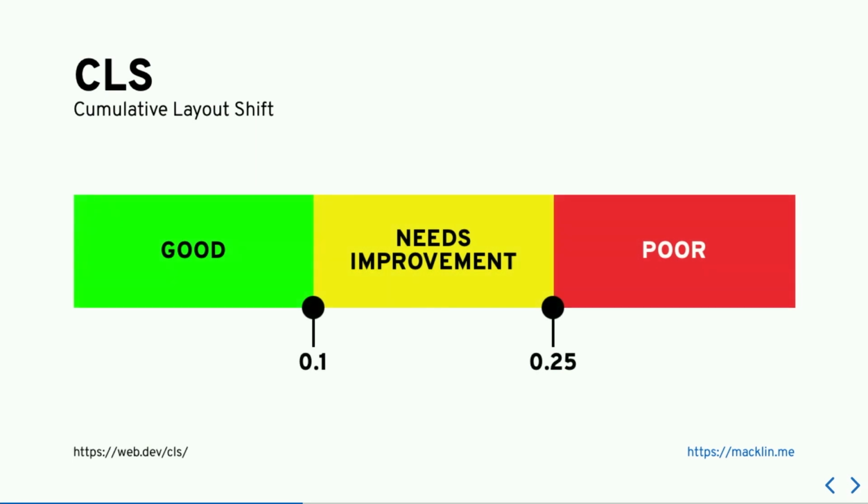The working group says that anything under 0.1 is good. It's a little bit hard to know what this is going to be without tracking it, because it's sort of a magic number. But yeah, anything under 0.1 is good. Anything over 0.25, you can maybe read that as 25%. That's probably bad and needs improvement.